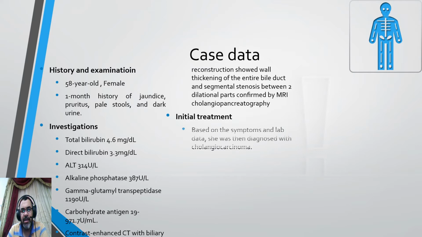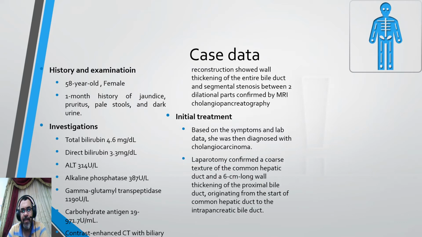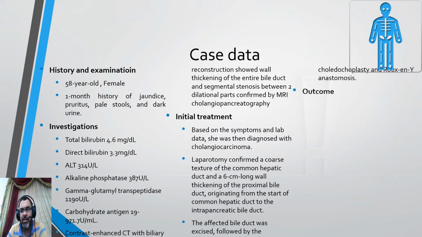Initial treatment for this case: based on symptoms and lab data, she was diagnosed with cholangiocarcinoma. Laparotomy confirmed a coarse texture of the common hepatic duct and 6 cm long wall thickening of the proximal bile duct, from the start of the common hepatic duct to the intrapancreatic bile duct. The affected bile duct was excised, followed by choledochoplasty and Roux-en-Y anastomosis.